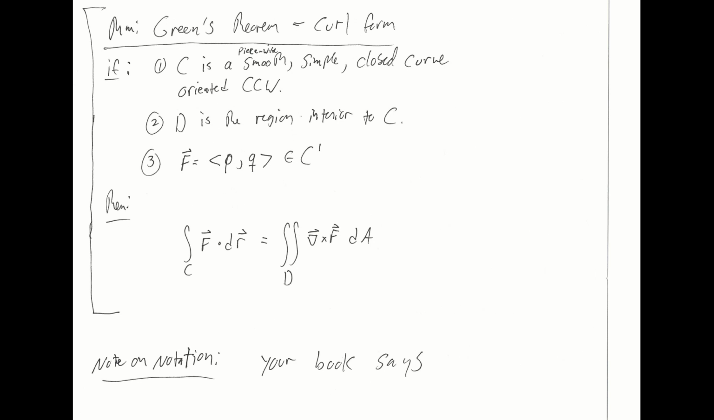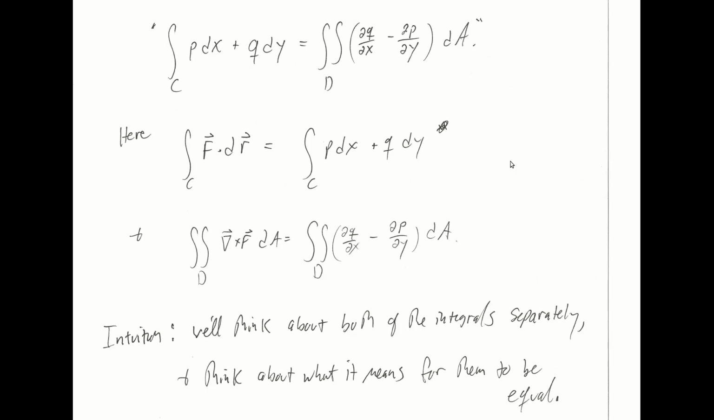Alright, so let's unpack some notation that your book likes to use, and then we will think more about the intuition behind this theorem. So a quick little point on notation here. Your book likes to write Green's theorem this way. So the very top line here is equivalent to what I have said, but with slightly different notation. So on the left-hand side, this P dx plus Q dy expression that we see here is just my f dot dr. The book likes this.